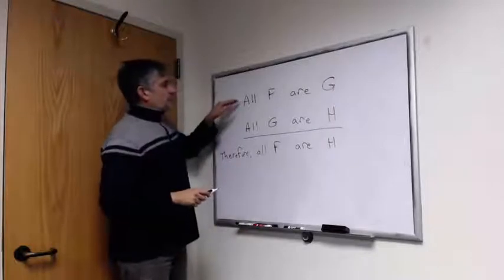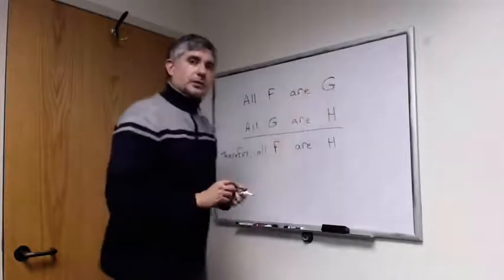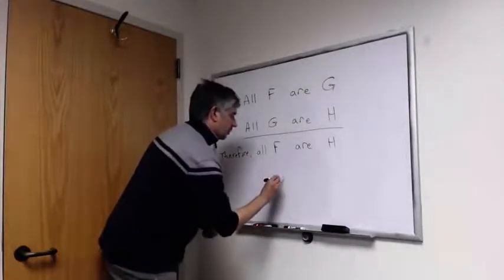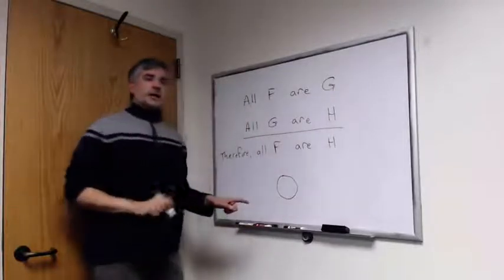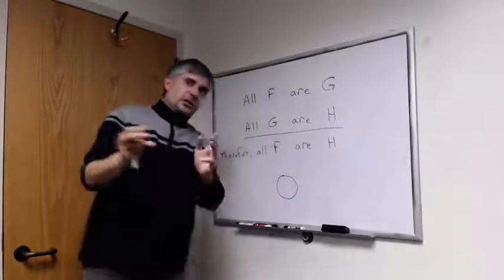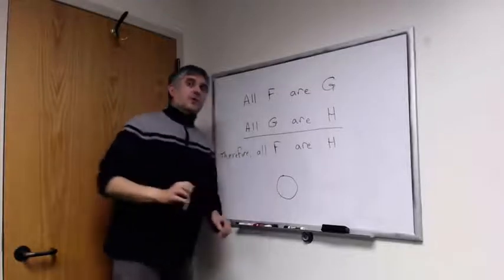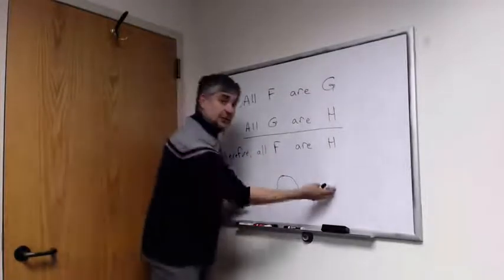Remember, the first premise says all things that fall into a first category also fall into a second category. So what we do with a Venn diagram is we use a circle to represent the first category. So all the things that fall into that first category are inside this circle, and all the things that fall outside that first category are outside the circle.